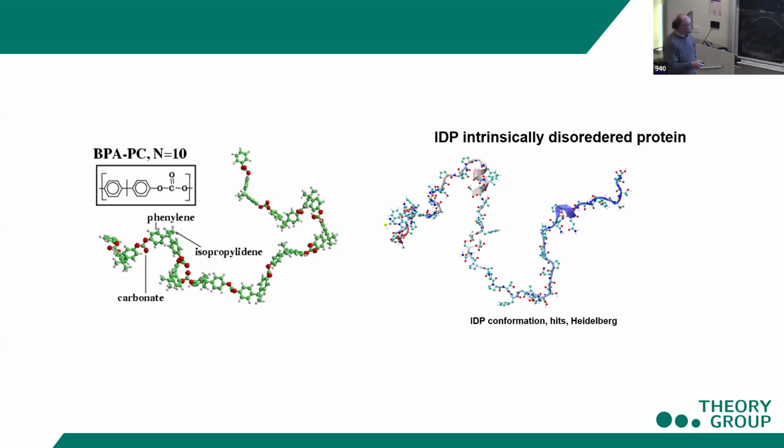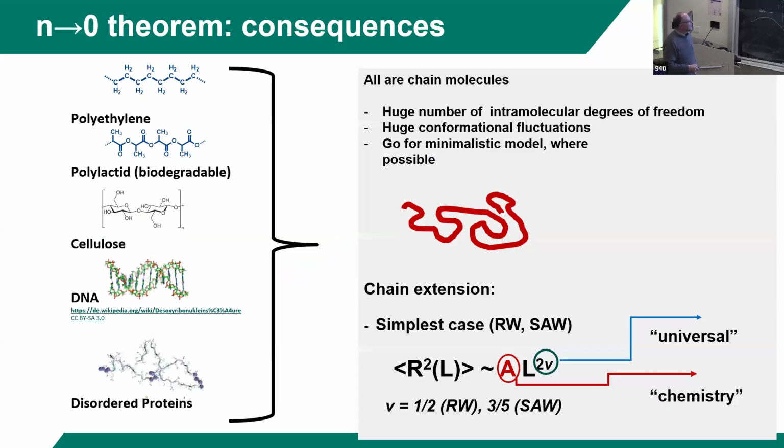Okay, so that means that these two chains essentially behave very similarly. And that means when I take all these different systems, disordered protein, DNA, cellulose, polylactic acid, polyethylene, and so on, eventually they all follow the same behavior for the typical extension of the chain, which is a measure of the correlation function which makes for susceptibility. And again, this is universal. Sorry, that's L now, it should be N. And this is the chemistry.